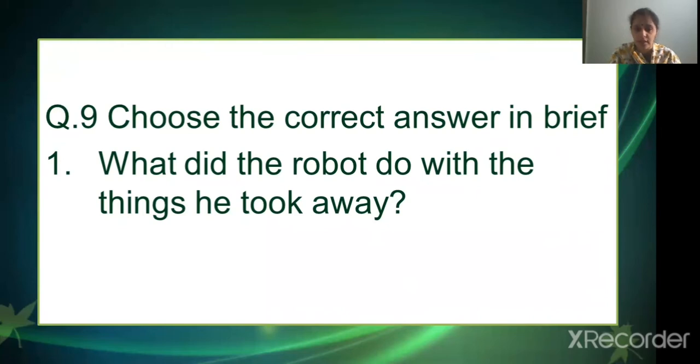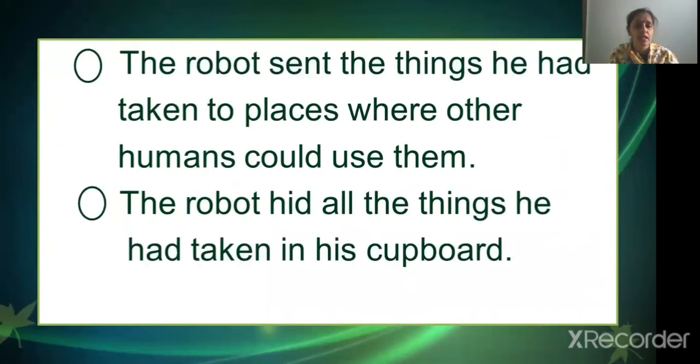Now the options given here are: the robot sent the things he had taken to places where other humans could use them. The second option is: the robot hid all the things he had taken in his cupboard. Now, which is the correct suitable answer according to you? Yes, we have read the lesson. We know what the story is about. So the correct answer would be: the robot sent the things he had taken to places where other humans could use them. Clear? Understood, children? Okay, now let's move to the next.